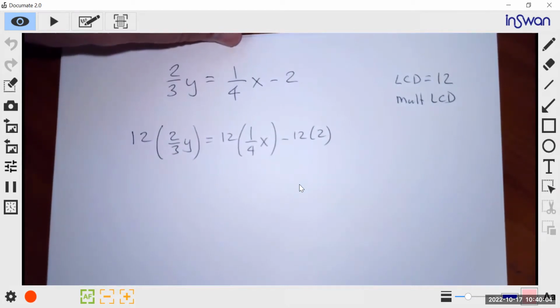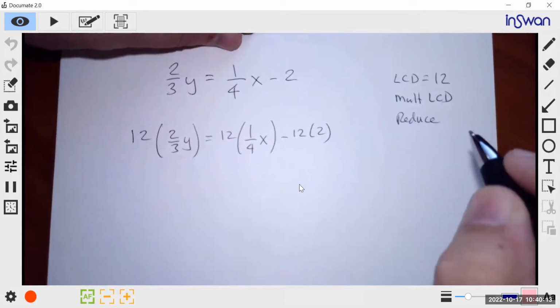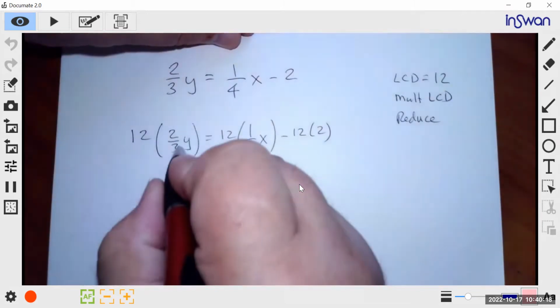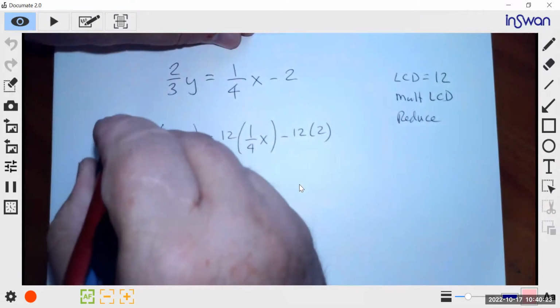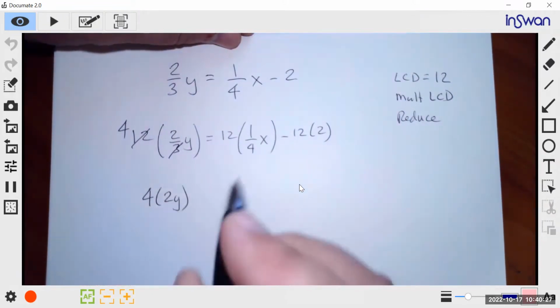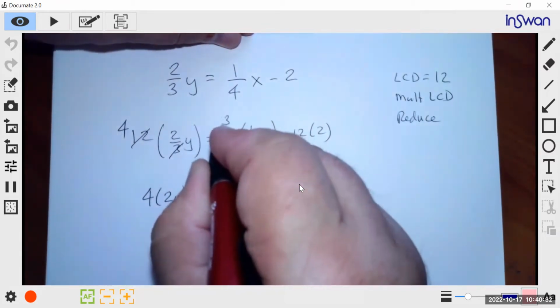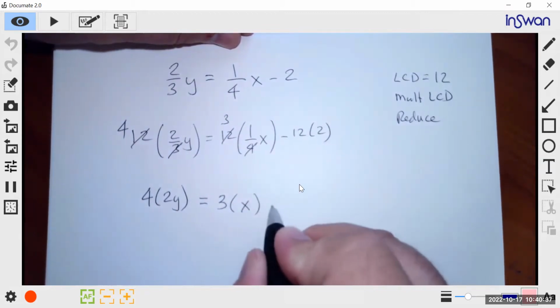It's the same 5 steps. Find the LCD, multiply each term by the LCD, reduce before you multiply. The 3 goes into 12 how many times? So we have 4 times 2y. The 4 goes into 12 3 times. We have 3 times x.